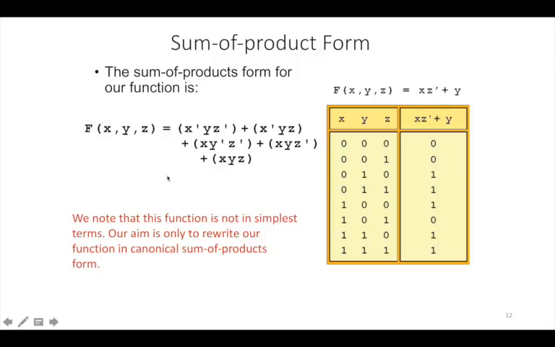One note, though: we can easily see that this function is not in its simplest form. Our aim here is only to write our function in the canonical sum of products form. To simplify this, we can use different techniques. One technique we discussed before is using identities to simplify a Boolean function. Later on, we will also discuss how to use the K-map to simplify a Boolean function.